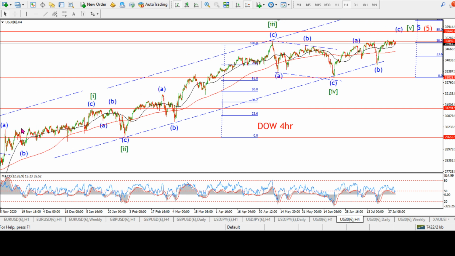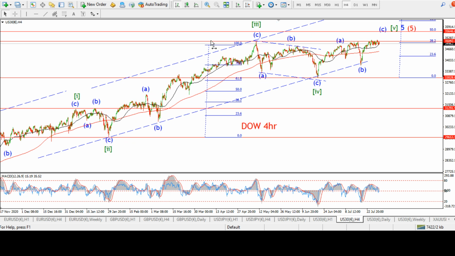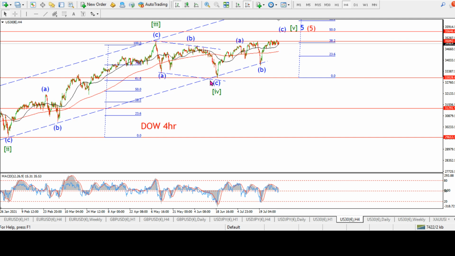So we have 3 waves up in 1, 3 waves down in 2, ABC up in wave 3, ABC down in wave 4, and then ABC up in wave 5 is what I'm tracking right now. Okay, so the important part here is this ABC pattern within wave 5 of 5.